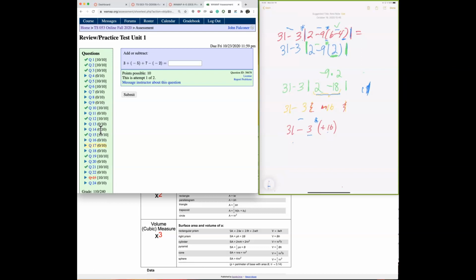Negative 2, positive 7, signs are different. So take the difference between the two, which is 5. And the larger number has a positive sign, so it's going to be positive 5 plus 2. And then 5 plus 2 is 7. And you can write the positive sign if you want to, but you don't have to. All right. See if this works. Positive. Oh, I'm not going to put that in. That's a rookie thing.